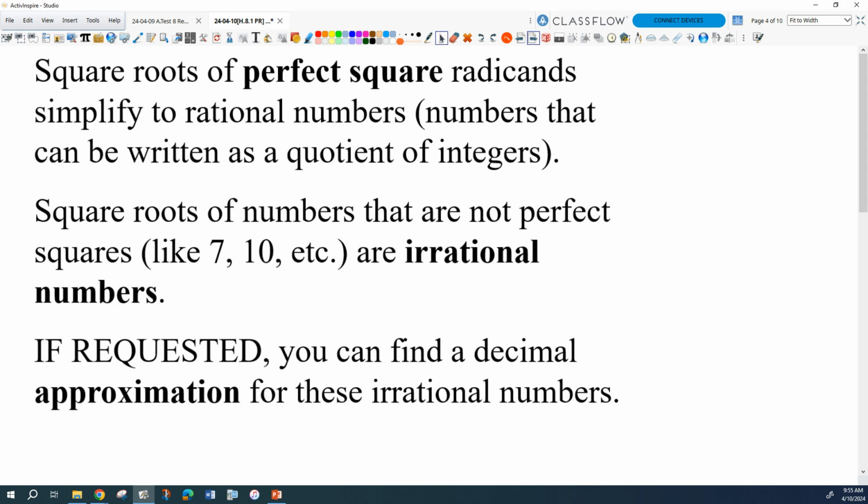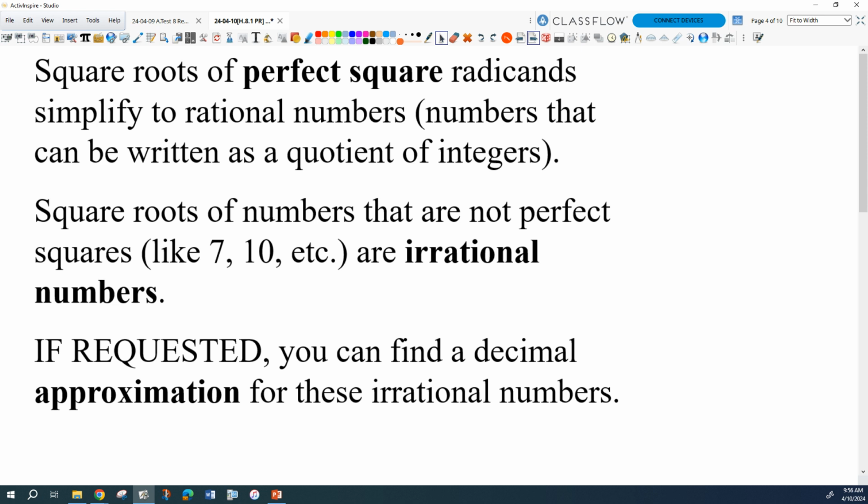Now, I'm not going to get into all the nitty gritty of simplifying big square roots today, but we'll do that tomorrow. Square roots of perfect square radicals simplify to rational numbers. We're not going to end up with any square roots left in our answer, in other words. Square roots of numbers that are not perfect squares, like 7 or 10, always end up having square roots stuck in the answer, which makes them irrational. If a simplified number has a radical in it, it is irrational.